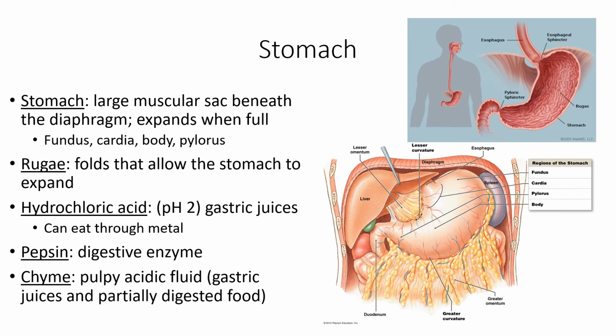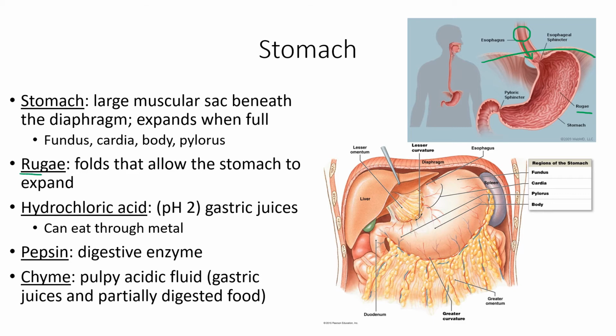Moving on into the stomach. So let's say that we are following the progression of food. We've got this bolus of food moving down the esophagus, and it is going to want to go into our stomach here. The stomach is going to be a large muscular sac just beneath the diaphragm, so that big muscle right underneath the lungs. It is going to expand when it is full, and that is due to these rugae.